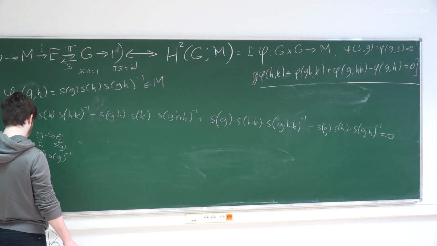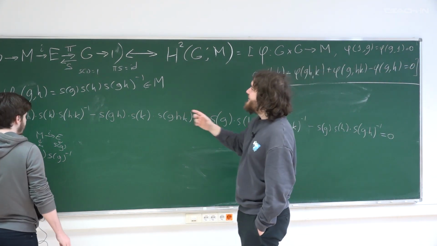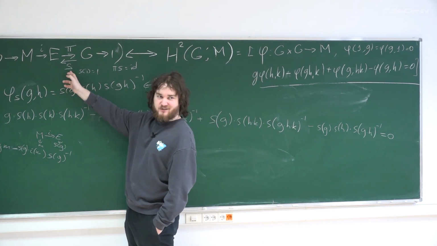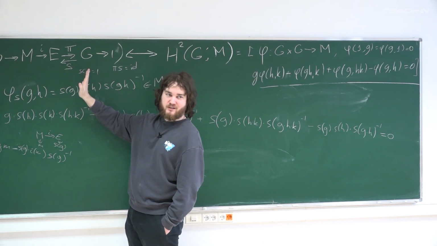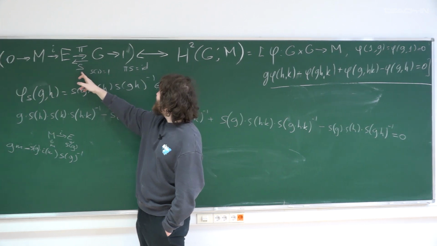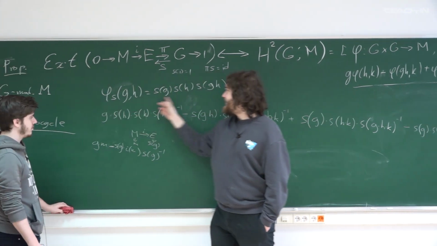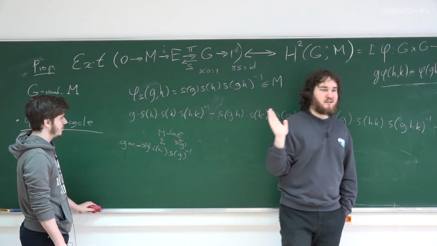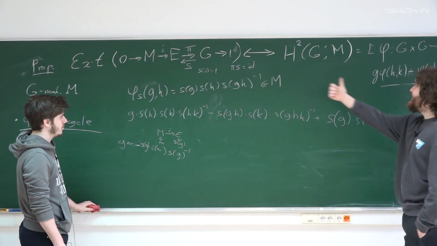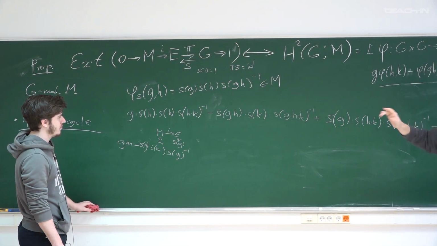Now we construct this bijection. We can always choose some section, a set-theoretical section, not a group-theoretical section. From this section, I can define this function. The first step is to check that this is a cocycle. I want to define a map from the left to the right. Now we want to check that this is a cocycle.